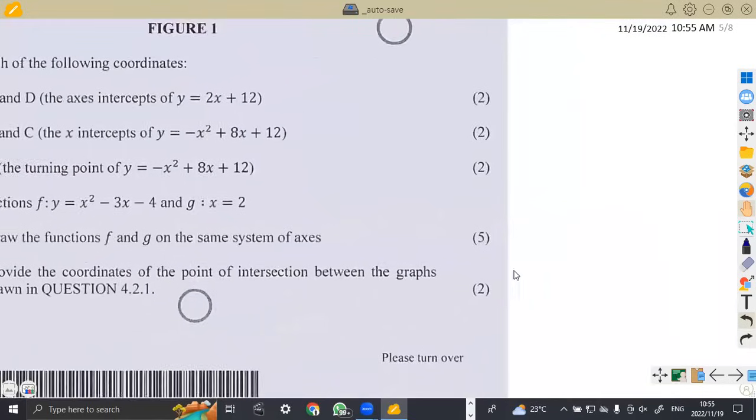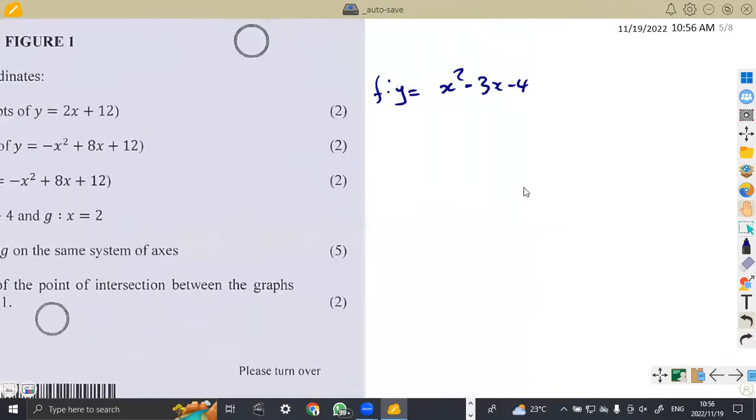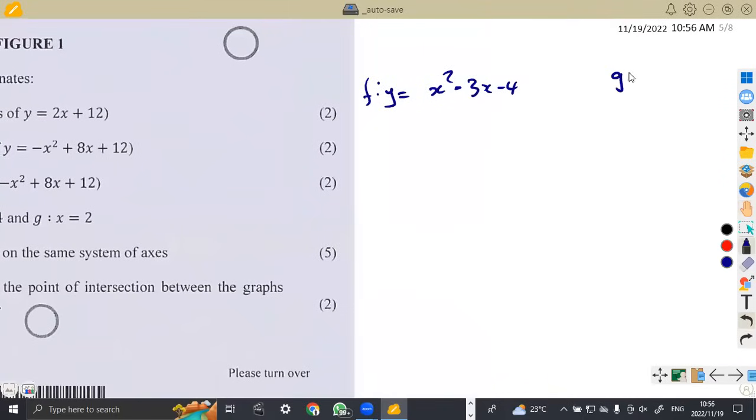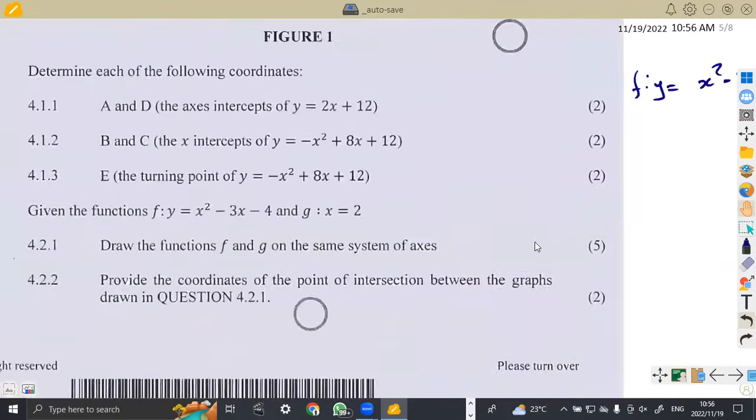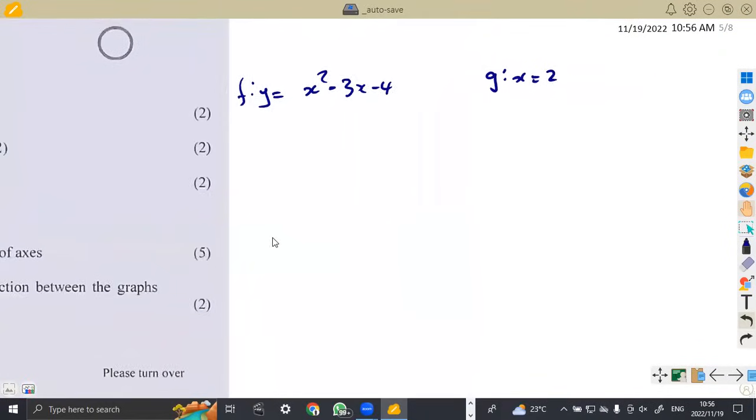Okay, we've got f(x), which is equal to x squared minus 3x minus 4, and the other one, which was g(x), which is x equals 2. So that one is just a normal straight line. On the quadratic graph, that is where we are supposed to work something out to draw this graph. So what are we supposed to do to draw this graph?